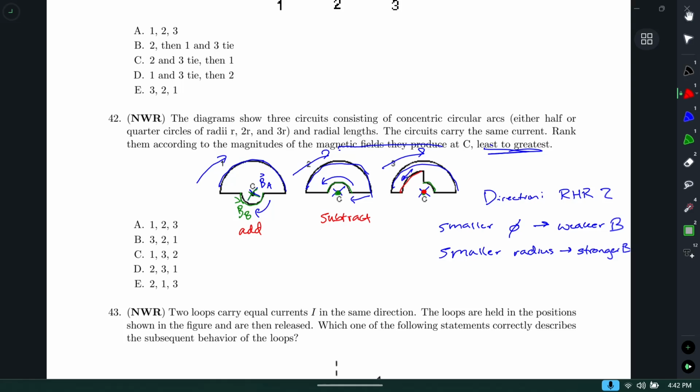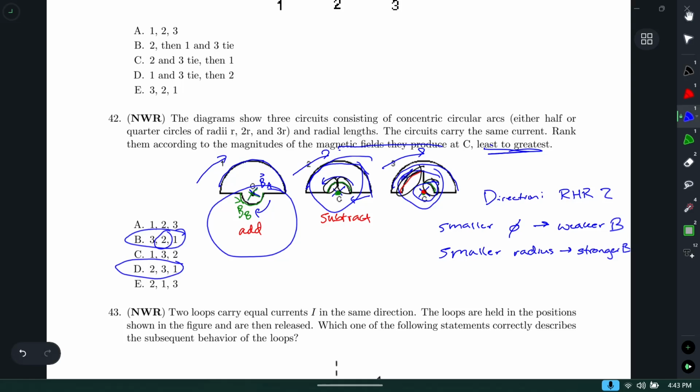Okay, so it looks like the absolute best case scenario, where no cancellation occurs, is going to be this one. So that's the greatest. I'm expecting 1 to be the greatest. So now it's just comparing 2 and 3.